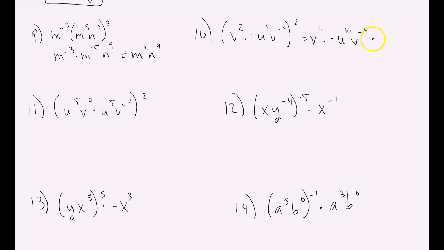Now I've got 2 v's, so I can put the v's together, and their exponents add up to 0, which means they are gone, and I just have negative u to the 10th. Final answer.